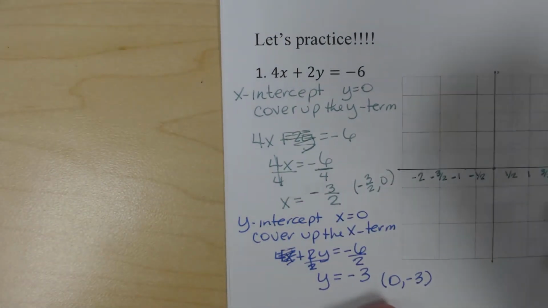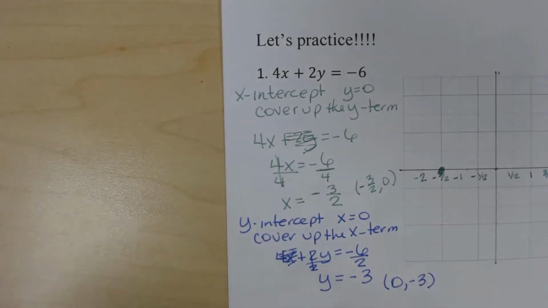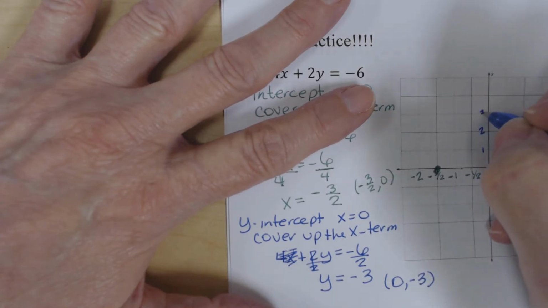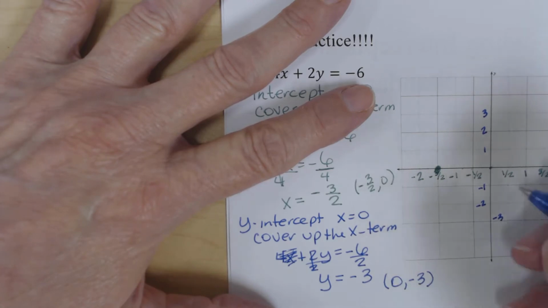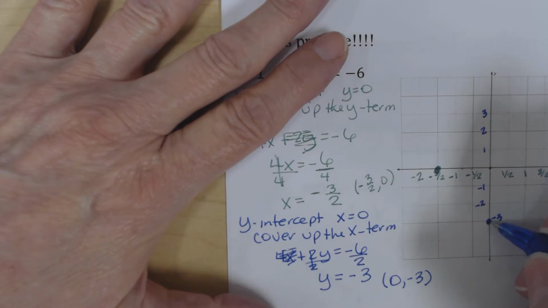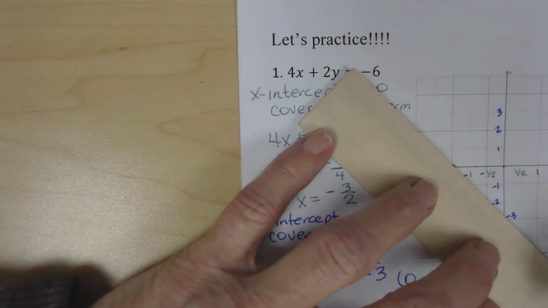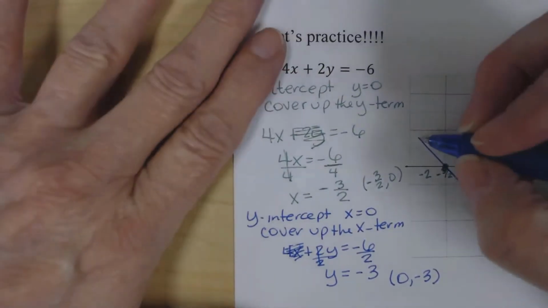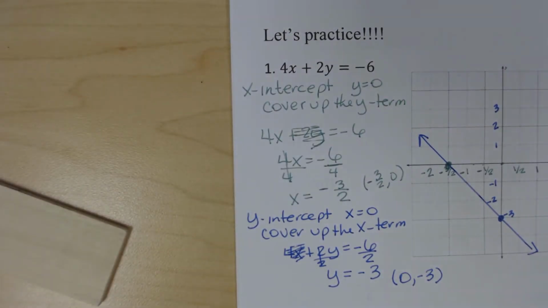So x is going to be equaling negative 3/2. On the y-axis, I'll go ahead and count by ones. Here's negative 1, negative 2, negative 3. So my y-intercept is down here where the y value is negative 3. And then I simply connect these 2 points. And I have graphed the linear equation 4x plus 2y equals negative 6.